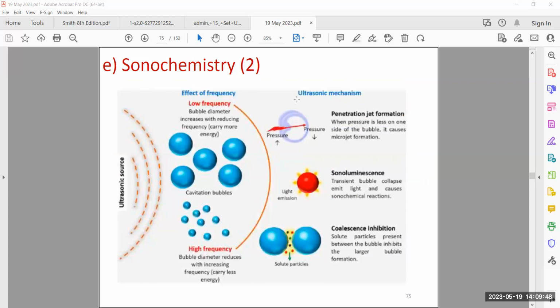So sonochemistry happens when you have a low frequency and you would have cavitation bubbles, and at high frequency your bubbles would reduce in size and carry less energy. And sonoluminescence happens in between. So it's a transient bubble collapse that emits light and causes sonochemical reaction.